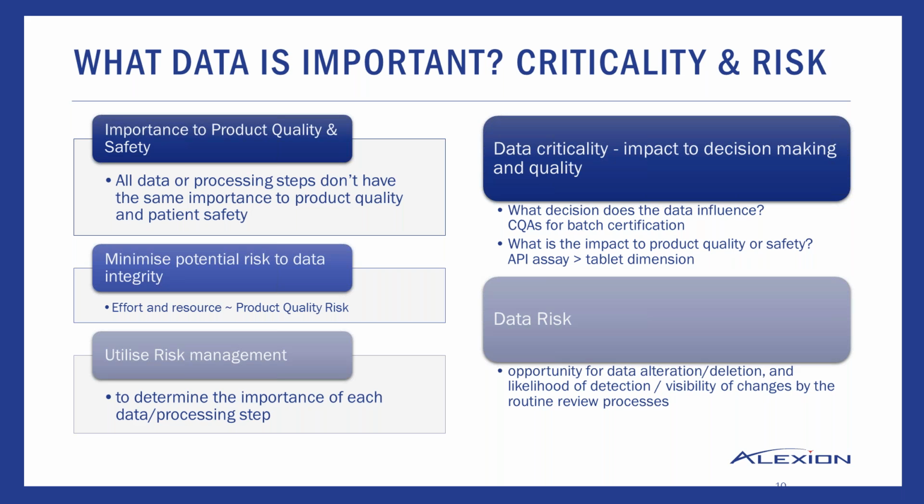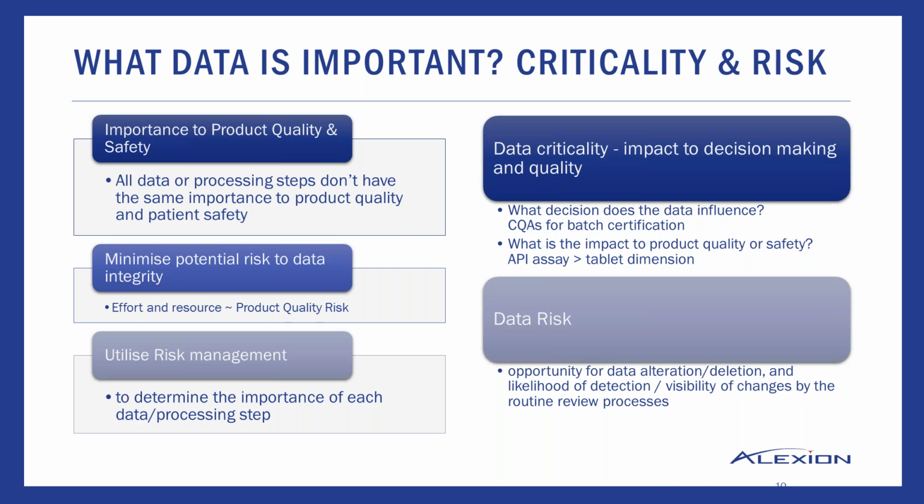So data criticality is really the impact to decision making and quality. And so what decision does the data influence? So is a piece of data looking at a critical quality attribute for batch certification? And even within a critical quality attribute, what's the impact on product quality or safety? So, for example, an assay result for a product would have greater importance than a dimensional issue. There'd be more impact. So even within criticality, there are levels of criticality.